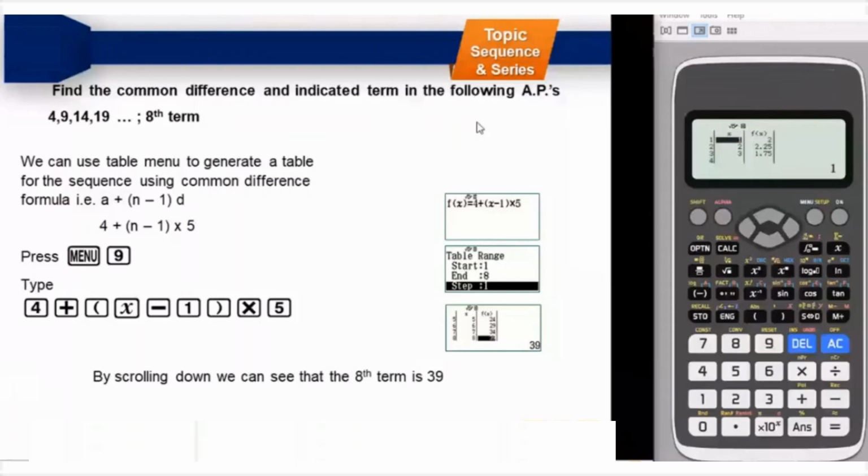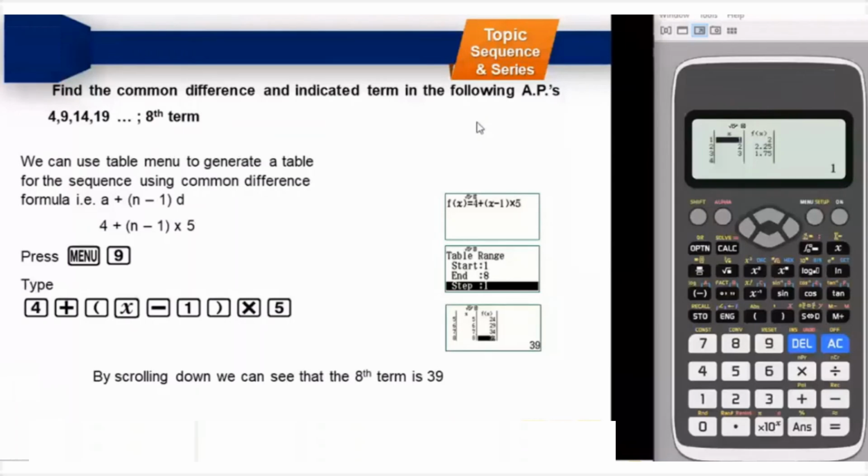So if you observe this particular sequence, you will realize that the first term is 4. The common difference is 5. 4 plus 5 is 9. 9 plus 5 is 14. 14 plus 5 is 19. So there is the first term. There is the common difference that you can see.